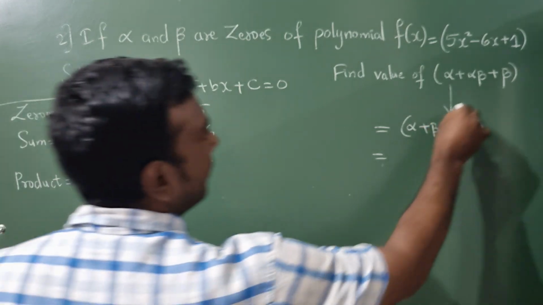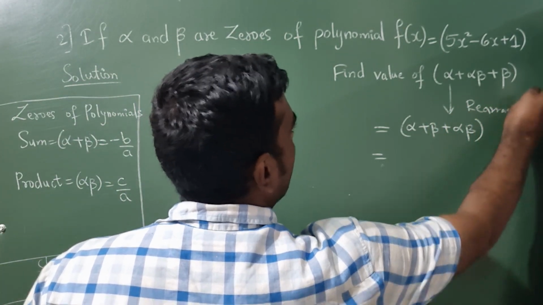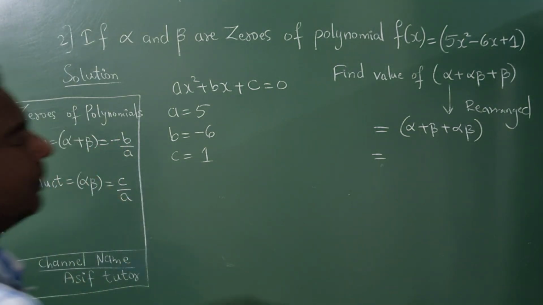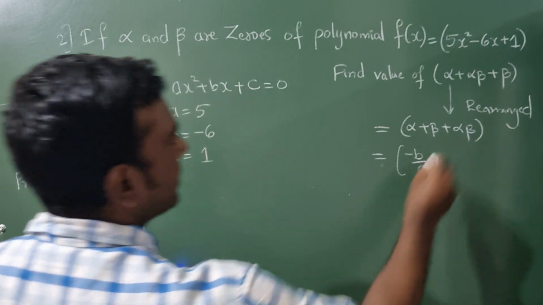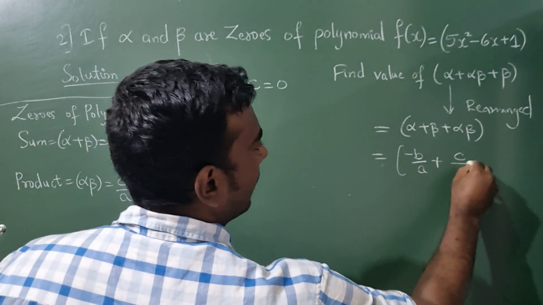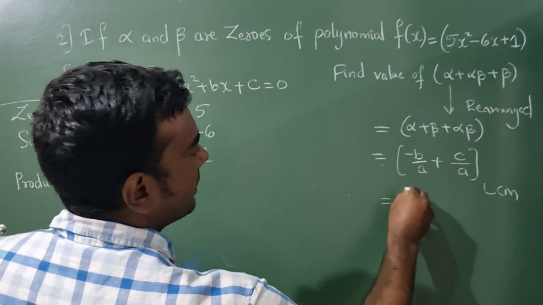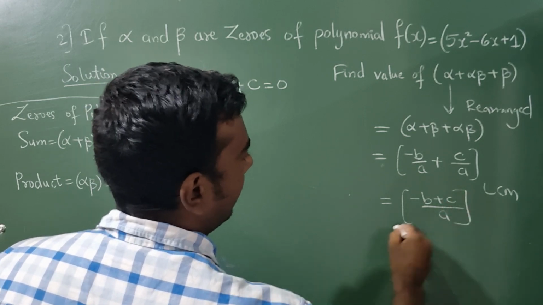Fine, I have rearranged. Next, what is alpha plus beta? It is minus b by a. So let me write here minus b by a plus, what is alpha beta? It is c by a. Okay, c by a. Now take LCM. Both the denominators are same. So write minus b plus c divided by a.